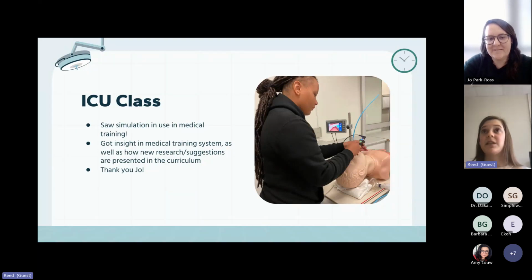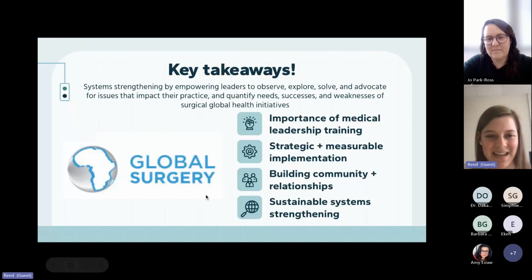It was really interesting for me to see how medical training is done. So seeing a combination of simulation work and lecture-based learning. And I thought a lot about what is incorporated into a medical curriculum, but never how this is implemented. So it was very interesting for me to see.